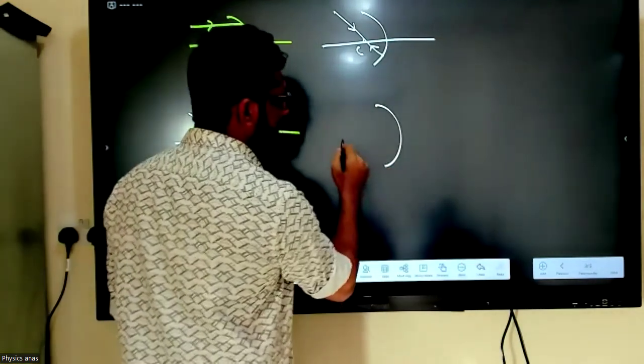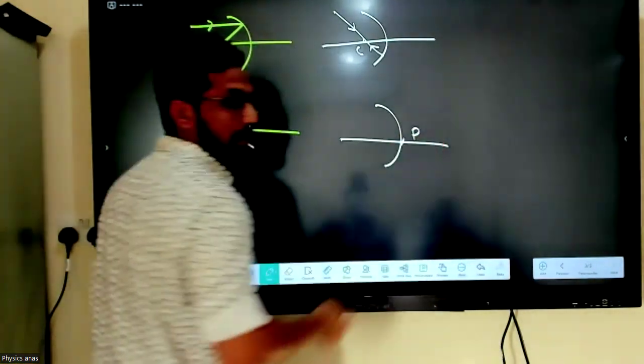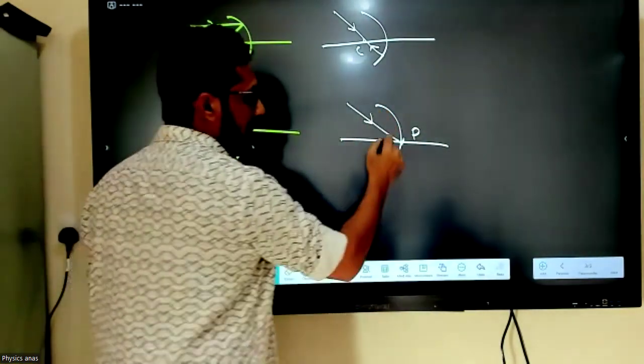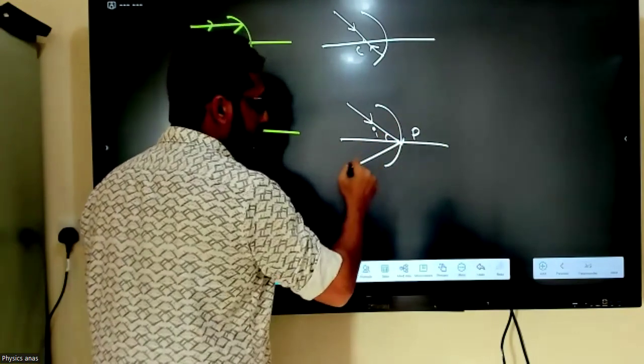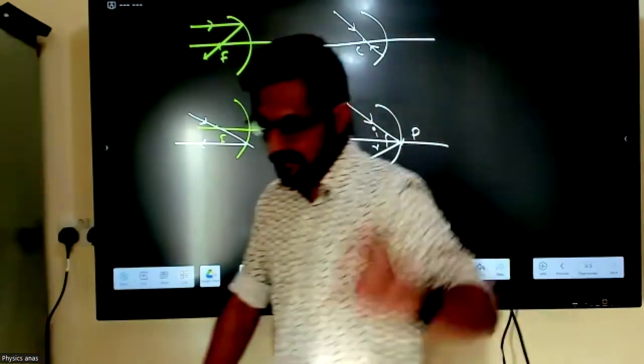Then there is something about P. When a light ray hits P at an angle, it will obey the laws of reflection. You got it? That's it.